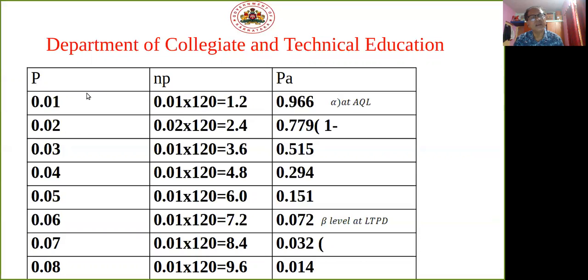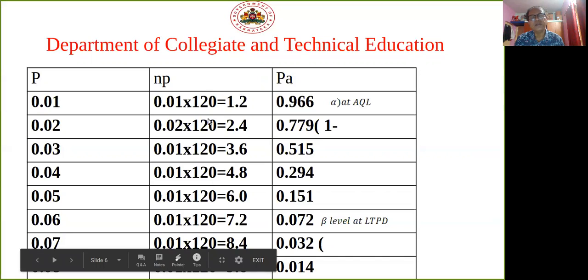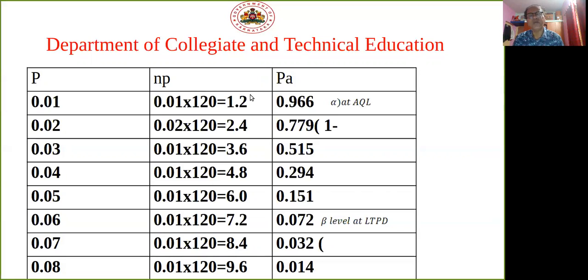For all these values 0.01, 0.02, 0.03, 0.04, and so on till 0.08, we need to multiply these values with the sample size, which is equal to 120. Here you can see all these values have been multiplied. Then we get the value of NP. So NP is equal to 1.2, 2.4, 3.6, 4.8, 6, 7.2, 8.4, and 9.6.